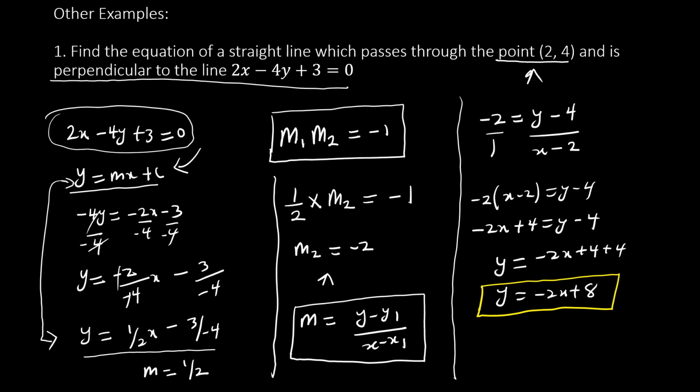What you have to note here is that we are given the equation of a line which is perpendicular to the line we are looking for. If two lines are perpendicular, the slope of the first one multiplied by the slope of the second one must be equal to negative 1. If they are parallel, then the slope of the first one must be equal to the slope of the second one.